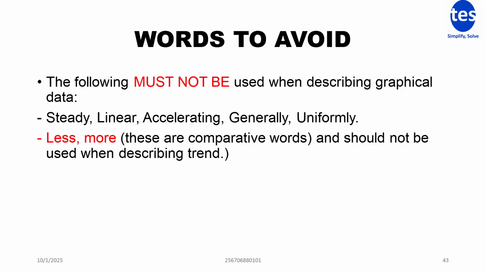Then less and more are comparative words and should not be used when describing trends. For example, someone can say from 0 to 3 minutes, there is less inquiries. Don't do that. Or there is more inquiries. Don't do that. Simply put, there is a rapid increase, or there is a gradual increase, or the rate of breakdown is almost constant. If the graph is not drawn to scale, it has just been drawn on plain paper. But if it has been drawn on graph paper and you see the constants, then you say the rate is constant.